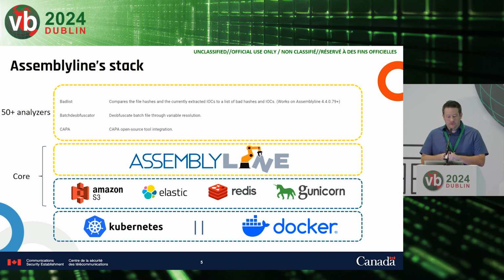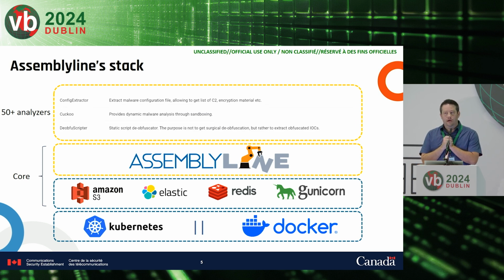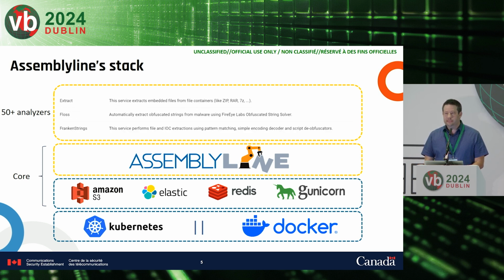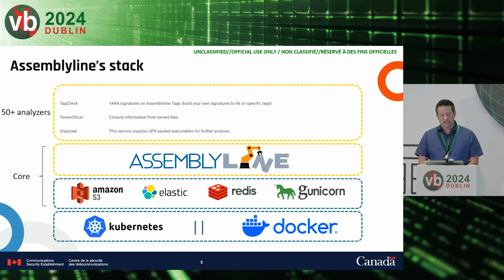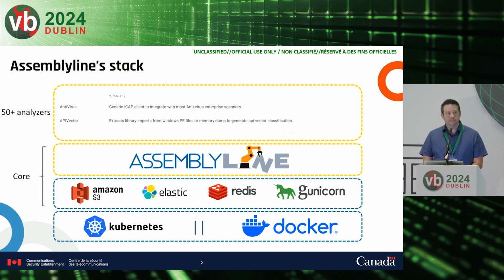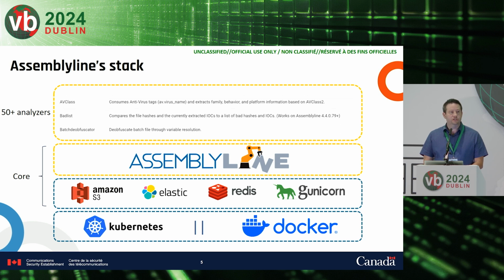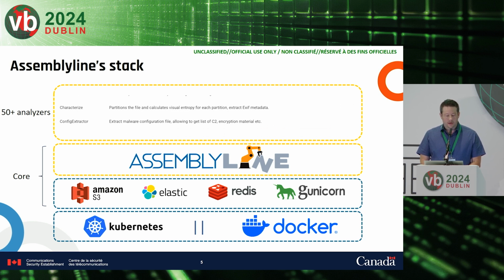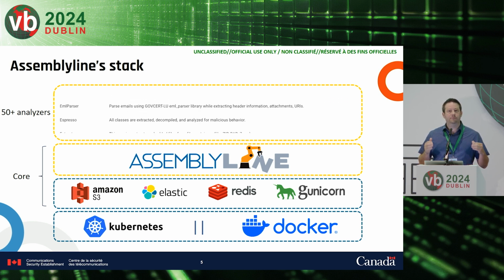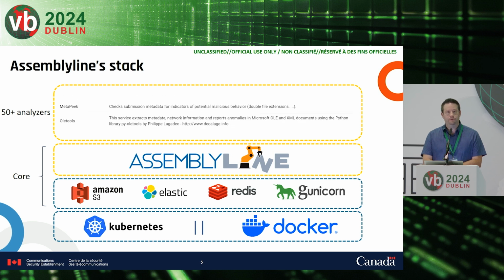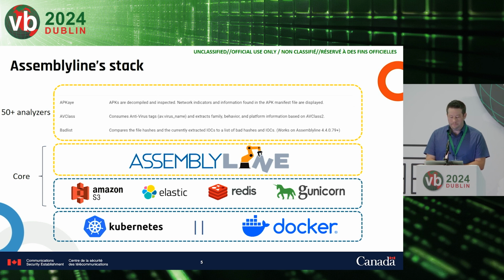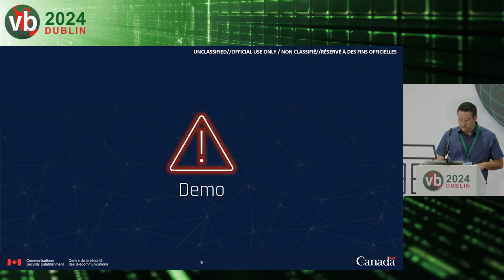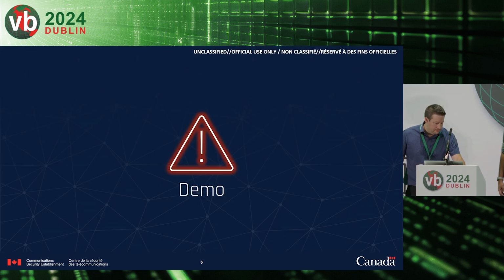So, a quick overview of the stack. Assemblyline is cloud native. It works on Kubernetes, and also works on Docker. It leverages S3, Elastic for the database, Redis for message passing, and Unicorn for the UI. And really, it's a platform where you can develop new modules easily and very quickly for new threats that commercial tools are not detecting at the time. So without further ado, we'll go straight to the demo.